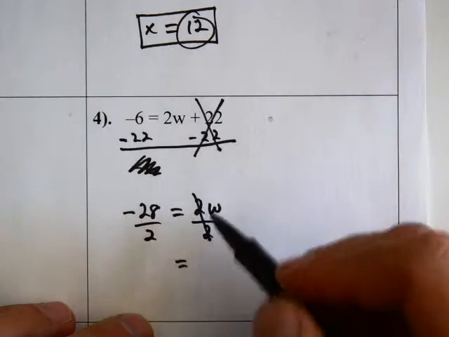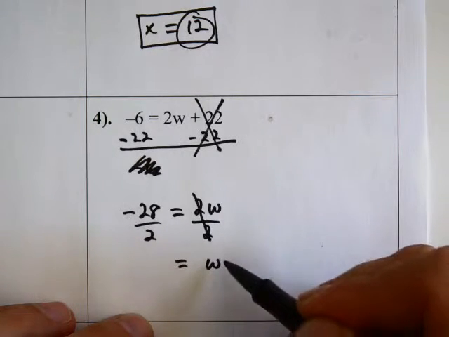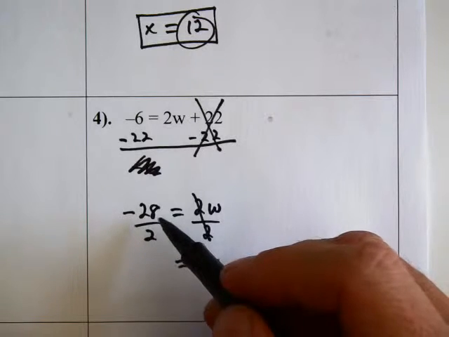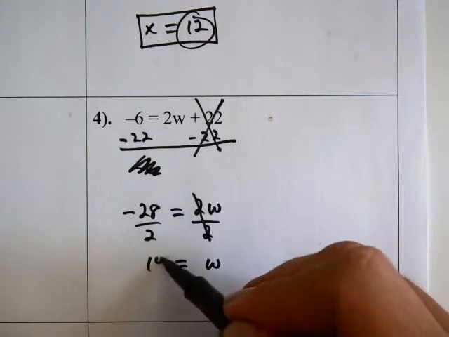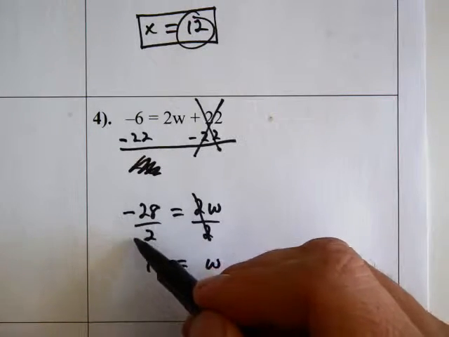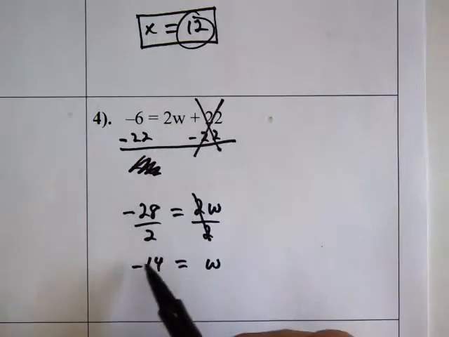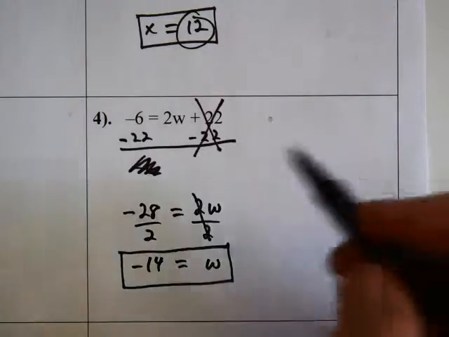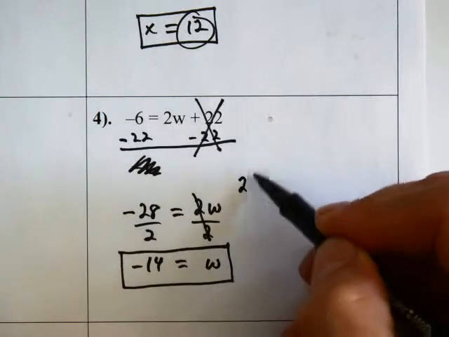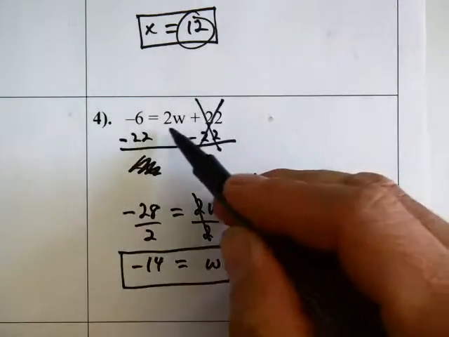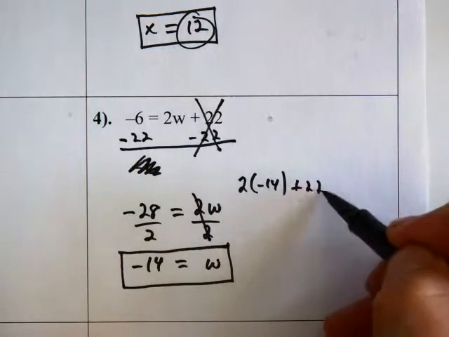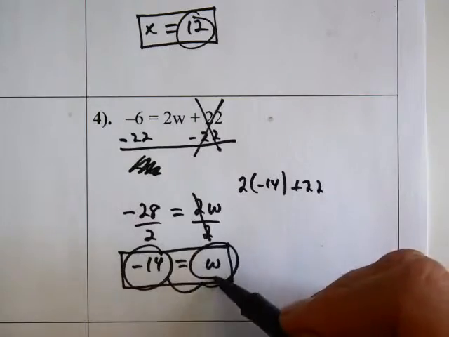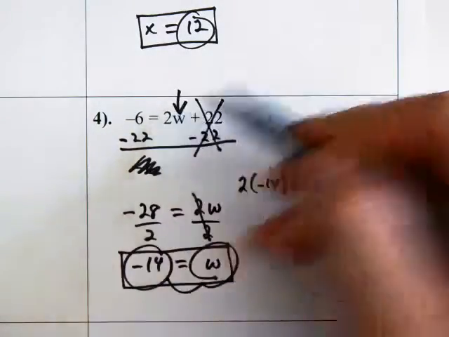2 divided by 2 is 1, which is not needed to write. And negative 28 divided by 2? Well, 28 divided by 2 is 14. And a negative divided by a positive is a negative. Okay? Woohoo! Negative 14. Let's just double check that answer. 2 times negative 14 plus 22. So you just plug this in for w right there.